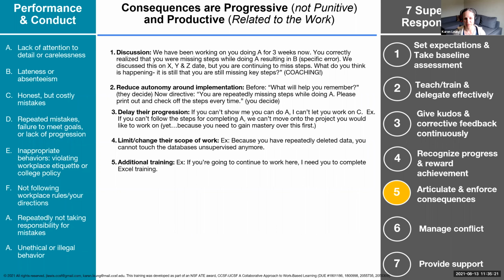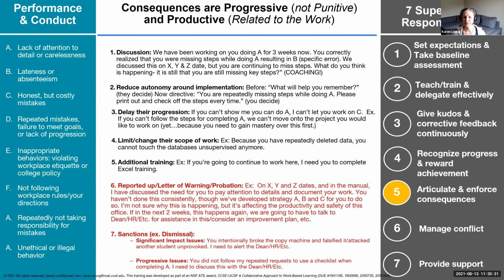The main point here is, again, there's lots of examples on how you could go through these steps, but that you're giving the student or any employee multiple opportunities to correct, change and improve before you get to the final stage, which might be basically dismissal and thinking about writing them up, having a letter of probation, starting to talk to HR or your dean or Nanette about what are the next steps in removing that employee.